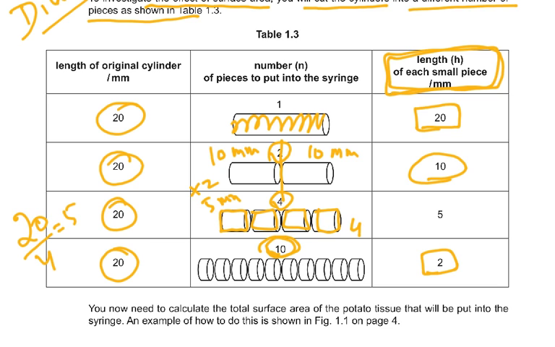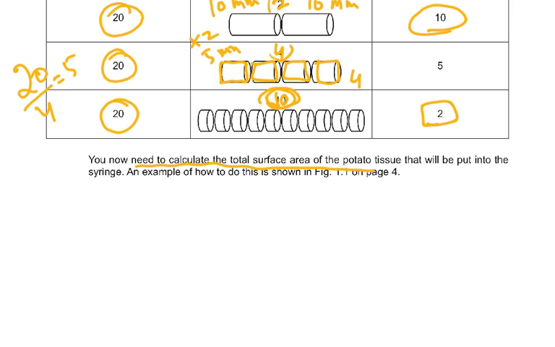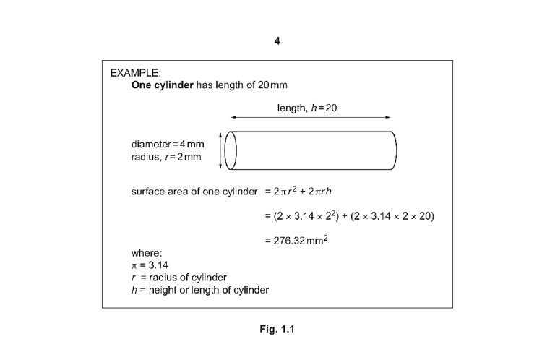So we get this correct. Everybody needs to be very correct on this. Everybody needs to understand that these were 2 pieces, this was 4 pieces, and these were 10 pieces. You now need to calculate the total surface area of the potato that we put into a syringe. An example of how to do this is shown on page 4. On page 4, this was what was given to you. So this was all the working.